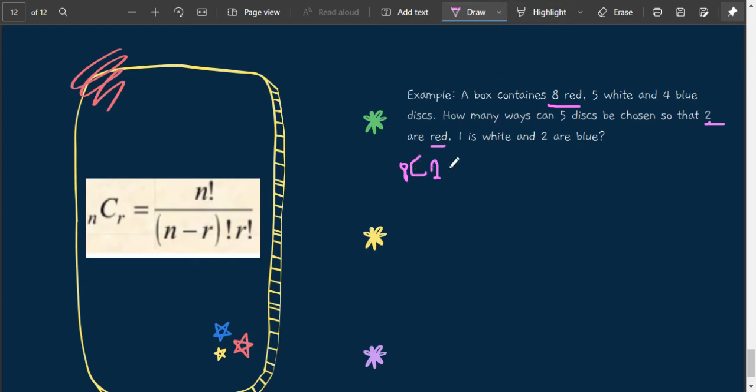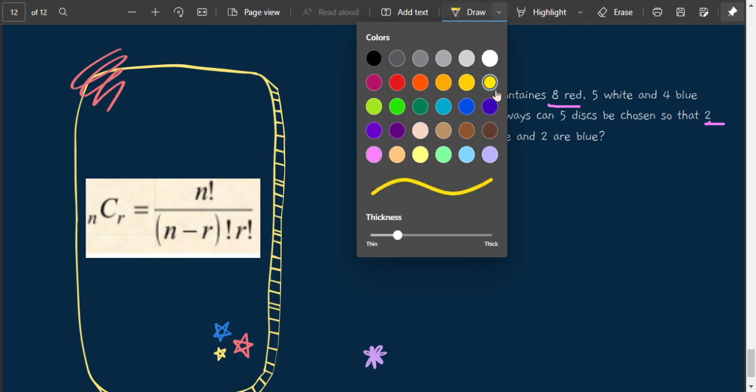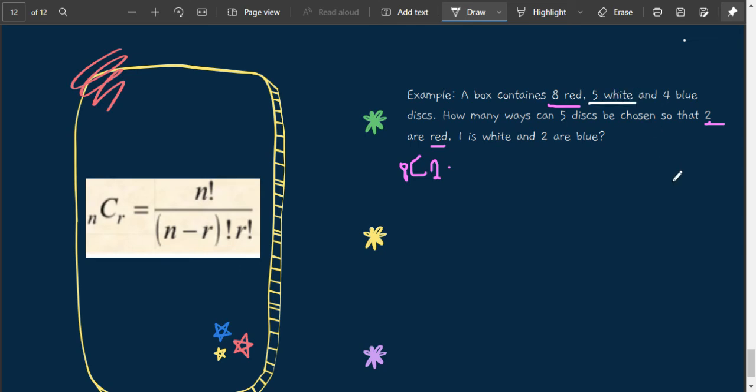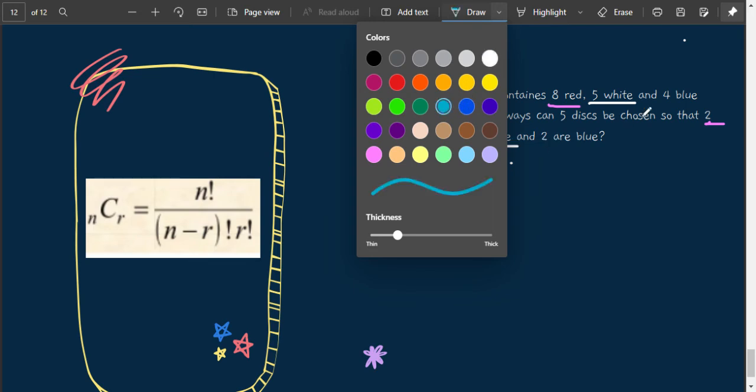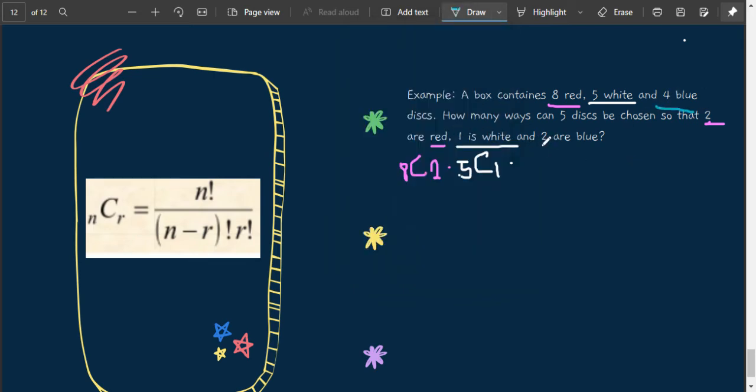Okay? Times white. O, white. Meron kang 5 white, pero ang kailangan mo lang is 1. 1 na white. So, meron kang 5C1 times. Meron kang 4 na blue. Pero, ilan lang kailangan mong blue? Dalawa. So, 4 blue, 4C2. So, ganun lang last. Isa-isahin nyo lang kunin yan. So, papakita ko sa inyo ha.